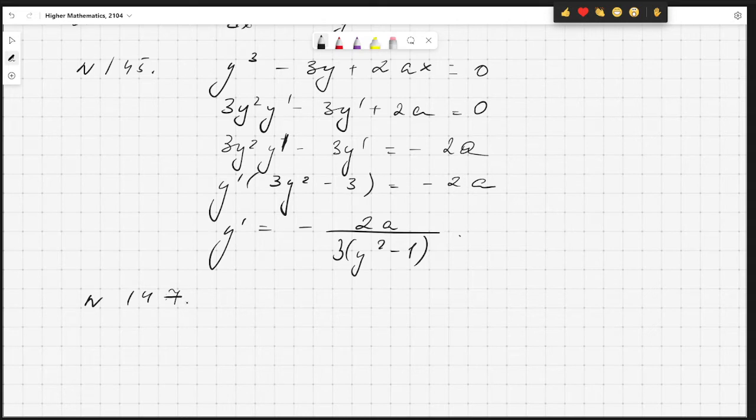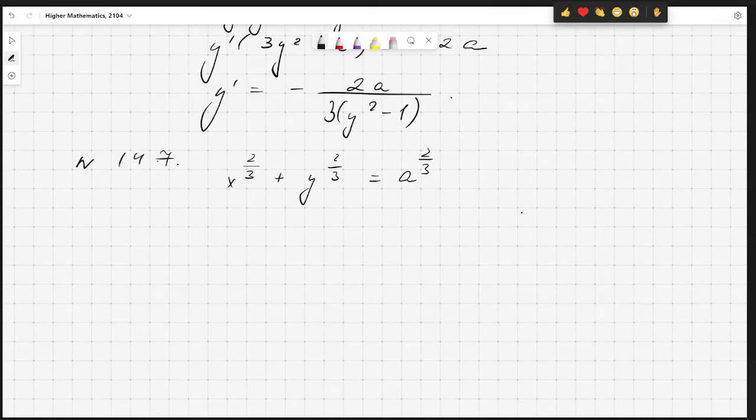147. X to the power of 2 over 3 plus y to the power of 2 over 3 equals a to the power of 2 over 3. Find the derivative of both parts. We have 2 over 3 x to the power of 2 over 3 minus 1 plus 2 over 3 y to the power of 2 over 3 minus 1 times y prime equals 0.